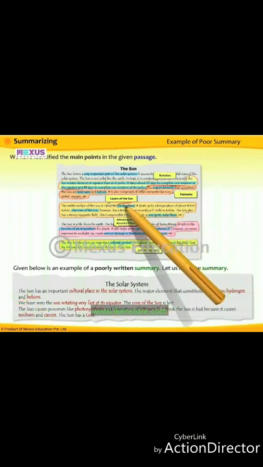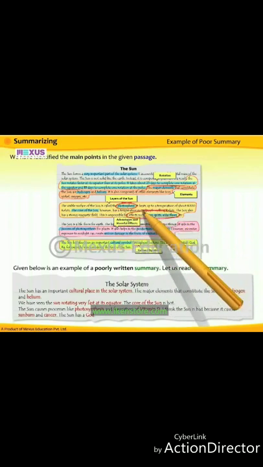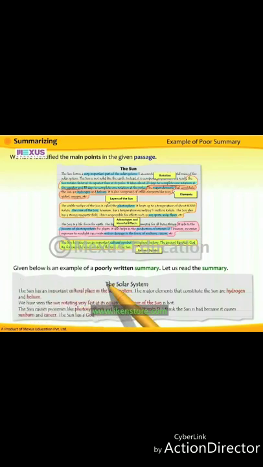Essential points like the photosphere and effects like solar flares and sunspots are not included in the summary. It is obvious that the passage has not been accurately understood by the writer. Sentences like "The sun has an important cultural place in the solar system" and "The sun has a god" show a lack of understanding of the original passage. Therefore, this is an example of a poorly written summary.